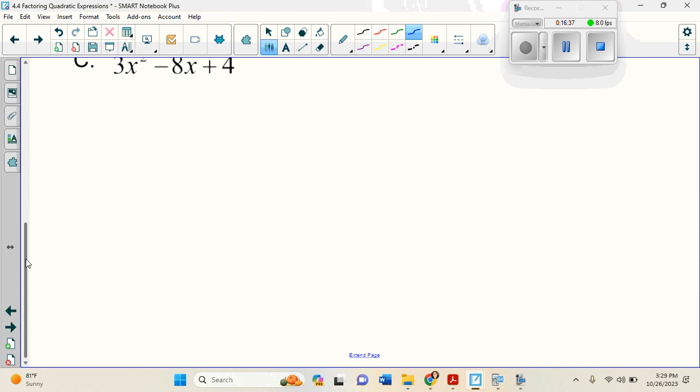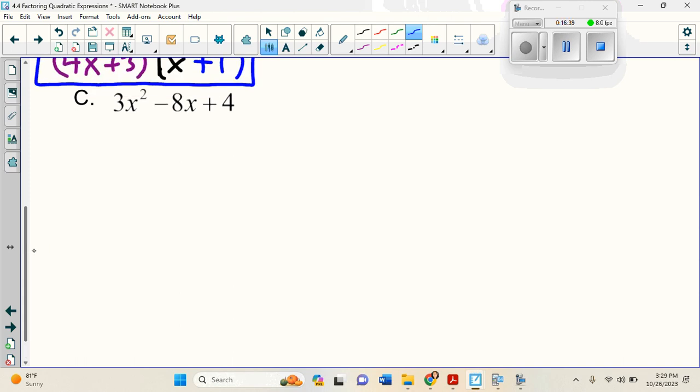Last example, 3x squared minus 8x plus 4. I'm going to make my little ACB cross. 3 times 4 is 12. What are the factors of 12 that add to -8? That's the B value, -8. So A times C is 3 times 4, that's 12. What are the factors of 12 that add up to -8?